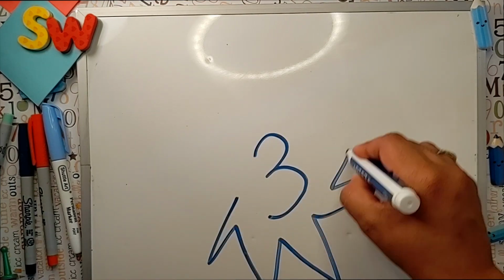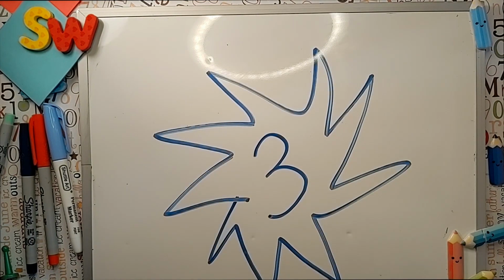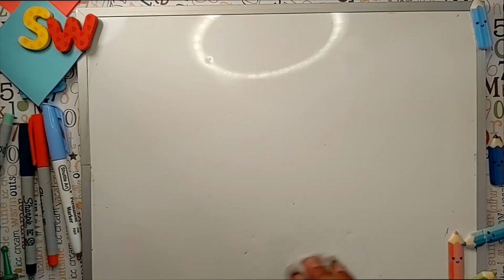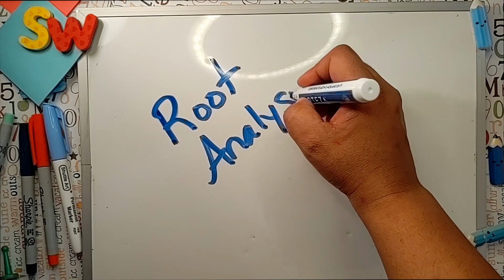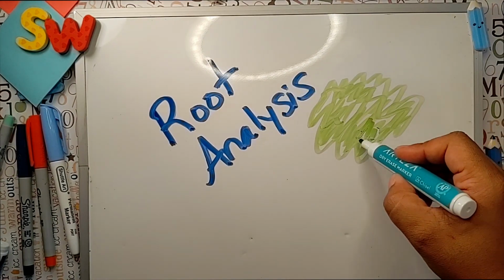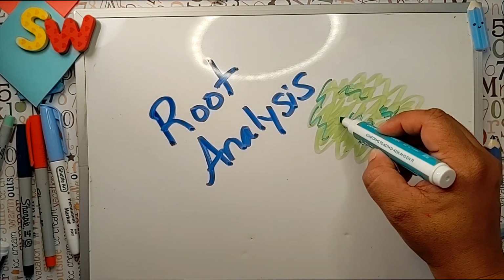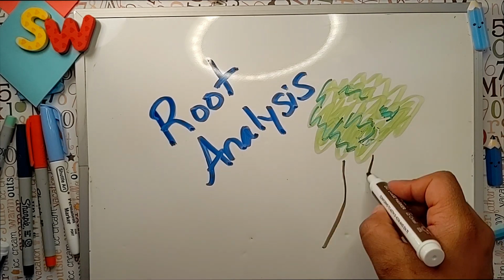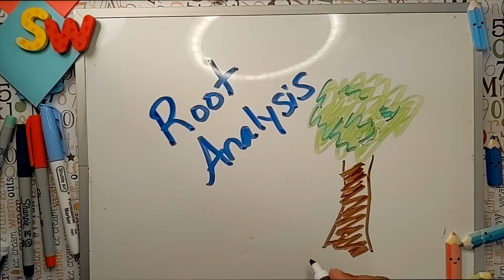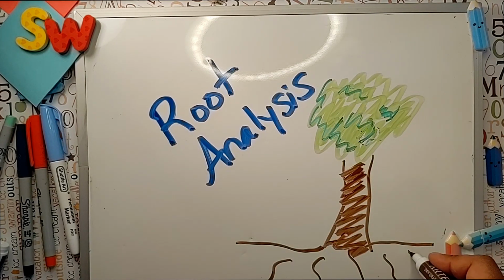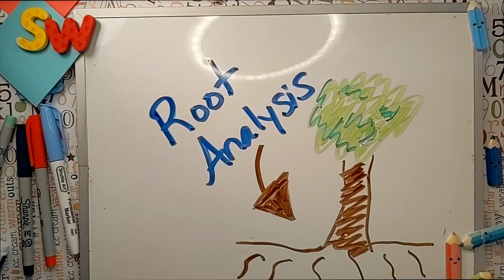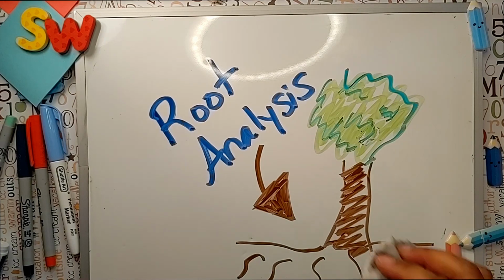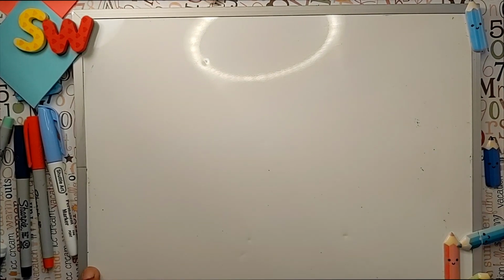Strategy number 3 in introducing new vocabulary is the art of root analysis. I don't know about you, but I totally geek out when it comes to root analysis because I love to know if a word has a French base, a Greek base, a Latin base, and how it's connected and what its meaning is in a different culture. I absolutely love it. My students, not so much, but there's ways that you can make it fun.